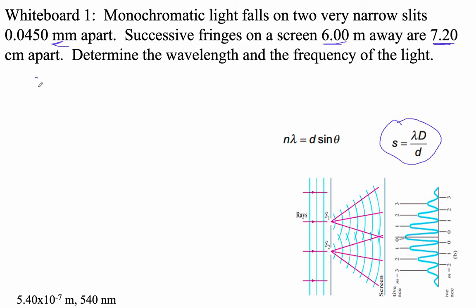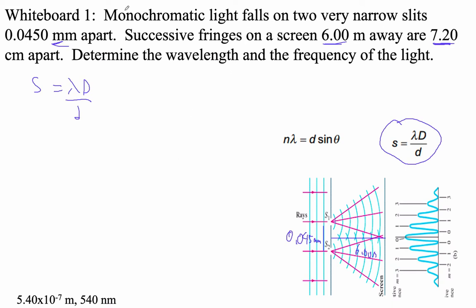The S is lambda D over the slit separation. So D, this is D right here, right? This is 6.00 meters. This distance here, this is not to scale. This distance from the center of that slit to the center of that slit is 0.045 millimeters.